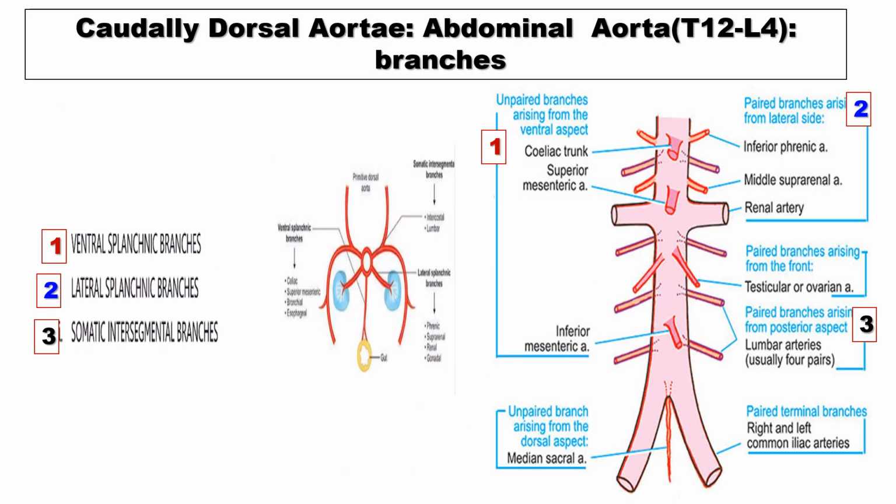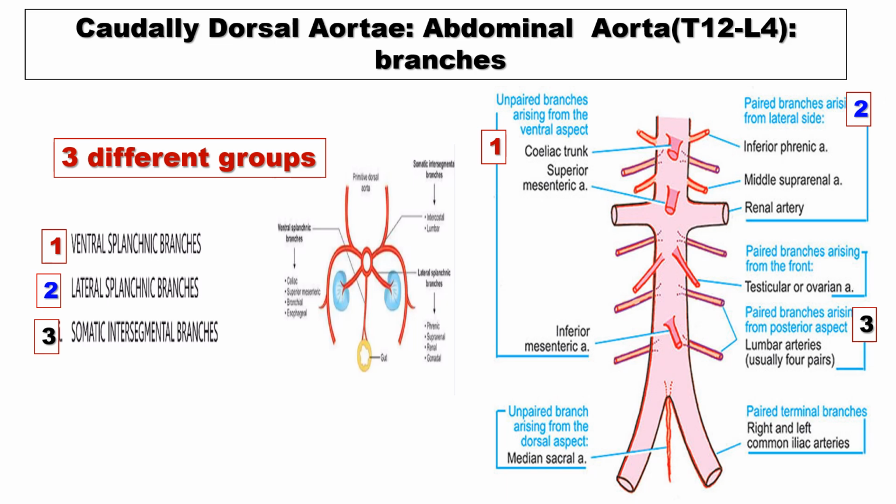Similarly, the abdominal part of the dorsal aorta also gives three groups of branches. Ventral splanchnic branches, which are unpaired: the celiac trunk, the superior mesenteric artery, and the inferior mesenteric artery. They supply the derivatives of the foregut, midgut, and hindgut. Lateral splanchnic branches, which are paired: inferior phrenic, supplying the diaphragm, middle suprarenal, renal artery, and gonadal arteries. They supply the suprarenals, kidneys, and the gonads.